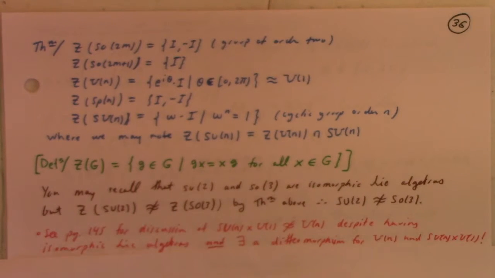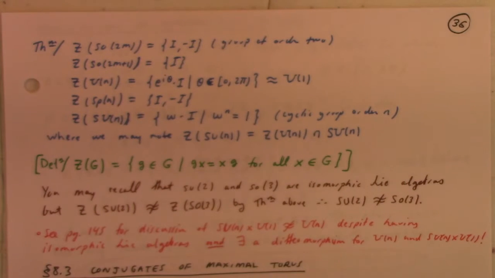All right. See page 145 for a discussion of why SU(n) cross U(1), the direct product of SU(n) and U(1), is not isomorphic to U(n), despite having isomorphic Lie algebras. And here's the kicker: not only do they have isomorphic Lie algebras, there is in fact a diffeomorphism between U(n) and SU(n) cross U(1). But it doesn't respect the Lie group structure somehow. All right.